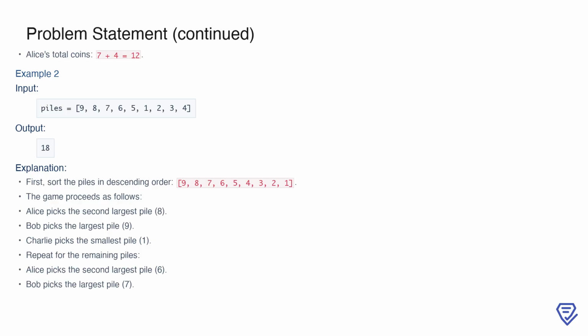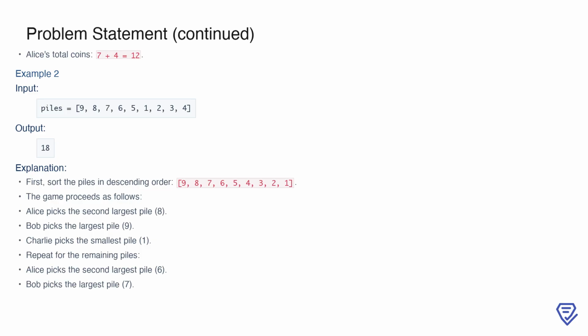Let's look at another example. Here, the input is piles equals 9, 8, 7, 6, 5, 1, 2, 3, 4. First, we sort the piles in descending order, 9, 8, 7, 6, 5, 4, 3, 2, 1. Then, the game begins. In the first round, Alice picks the second largest pile, which is 8. Bob picks the largest pile, 9, and Charlie takes the smallest pile, 1.